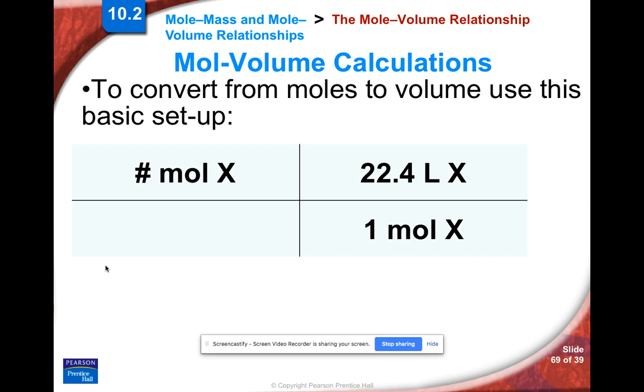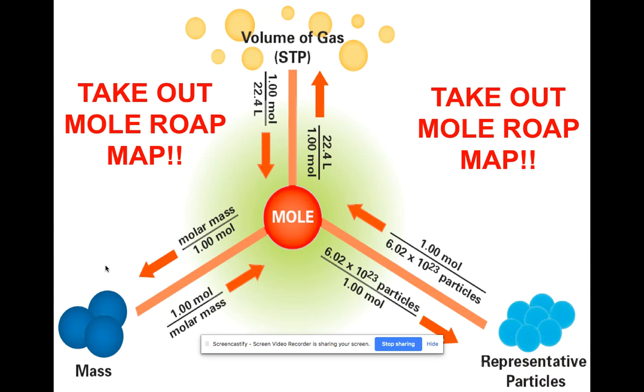This is going to be our basic setup where we start with moles in the top left block, and you can see in the top right block, we are using that conversion factor, 22.4 liters per 1 mole of that gas. X in this setup represents whatever type of particle we're talking about. I highly suggest you always use the roadmap that I gave you. We're specifically looking at the top quadrant where it says volume of gas, and you can see it's connected to the mole red circle in the middle. We're using those two conversion factors for these types of problems.